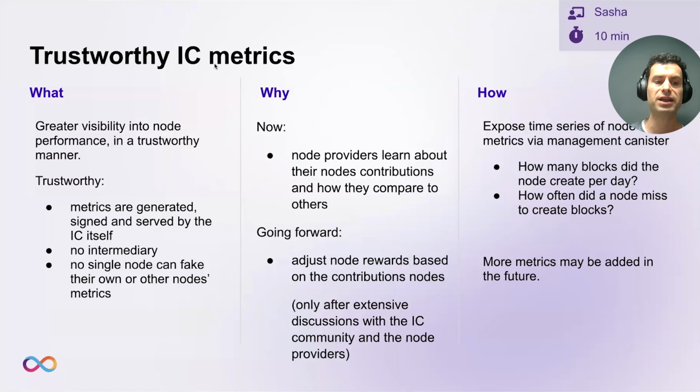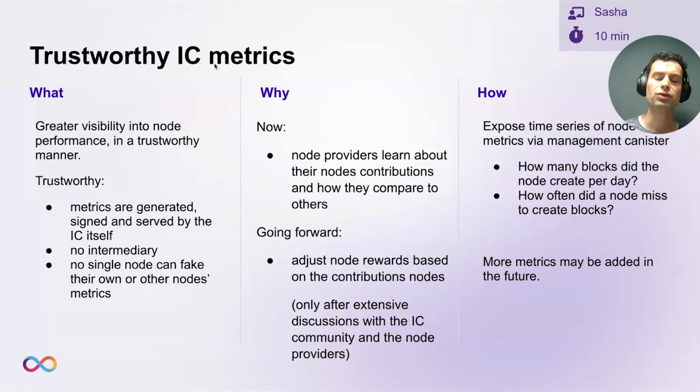The metrics themselves are generated by the IC itself. They're not generated or served or proxied or anything by any single intermediary, which means that no single node can fake their own metrics or the metrics of other nodes. So all the metrics are signed by the IC itself.